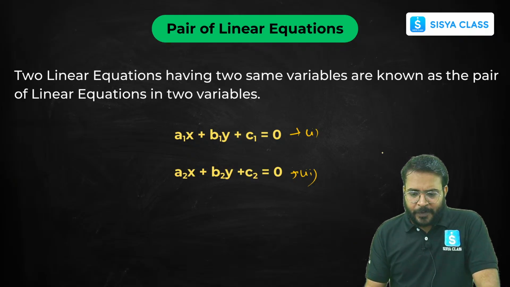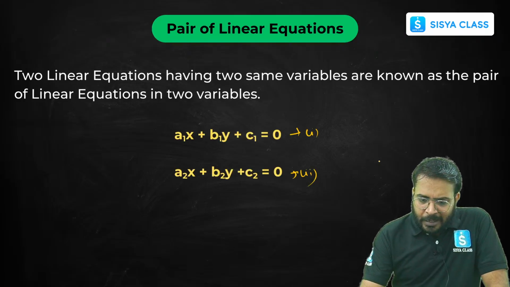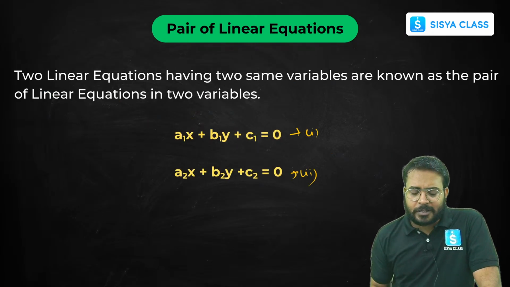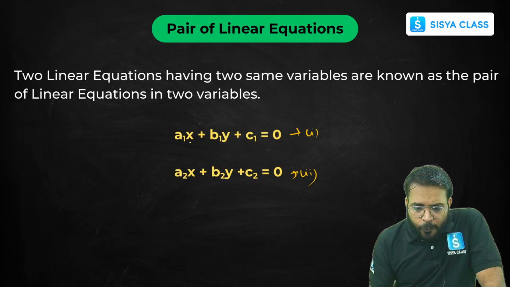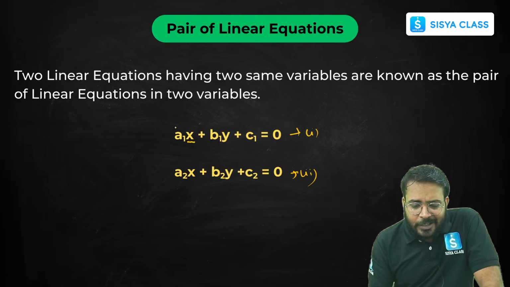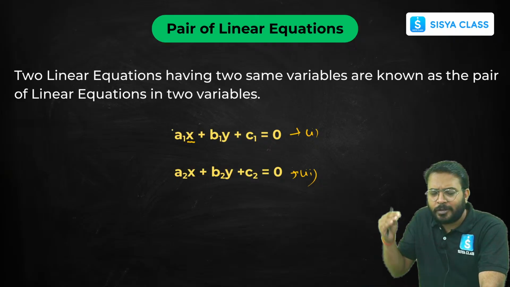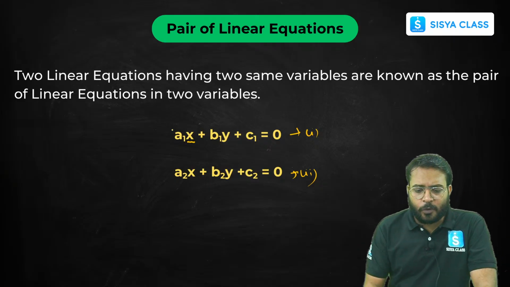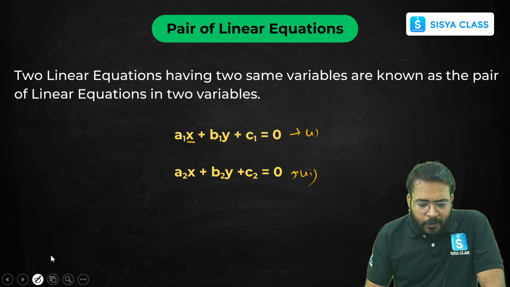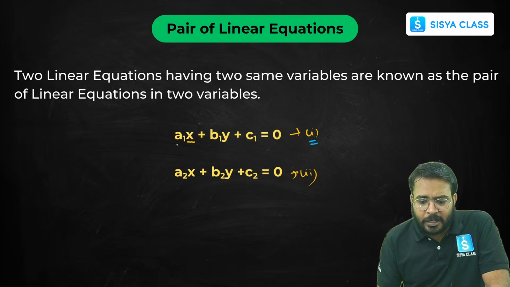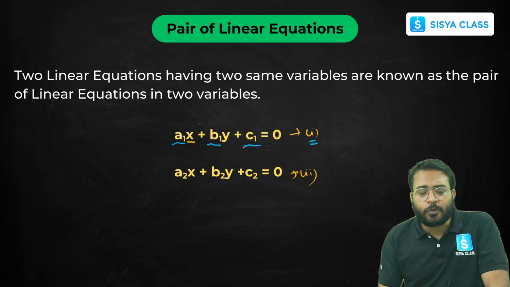Now, consistency and inconsistency. Before this, throughout this chapter, the coefficient of x for equation 1 we are going to call a1, the coefficient of y will be b1, and the constant term will be c1.